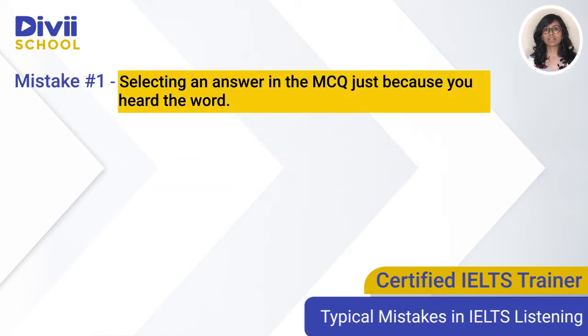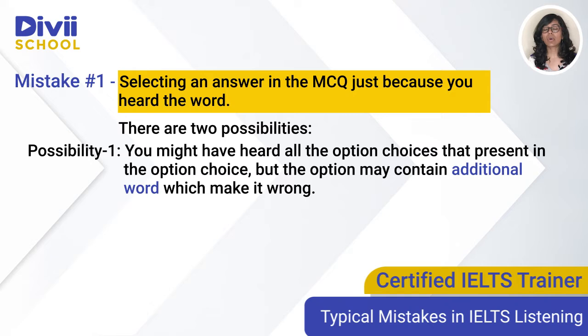Mistake number 1. Selecting the multiple choice option just because you've heard the word. A typical mistake that many students commit is selecting the option choice just because they've heard the words in the audio. Such questions are designed to trap you. There are two possibilities. One is that you might have heard all the options that are present in the option choice, but the choice contains some additional word.